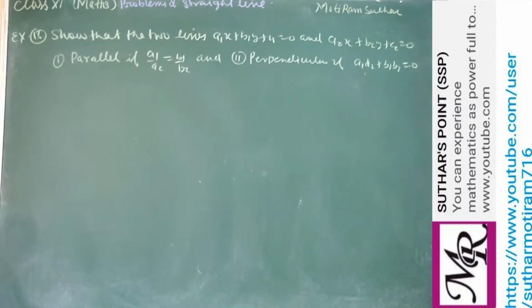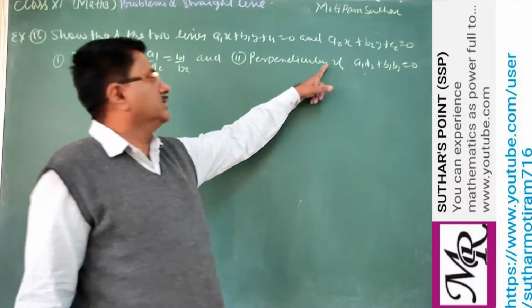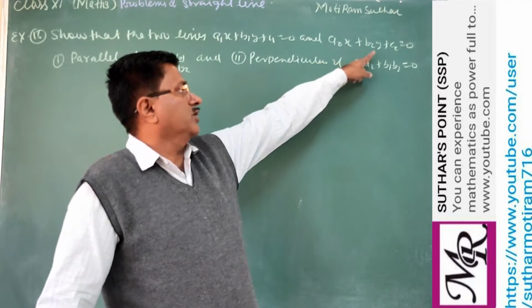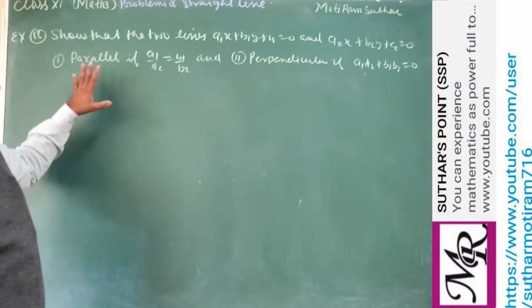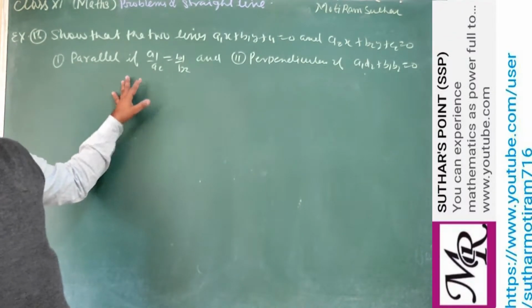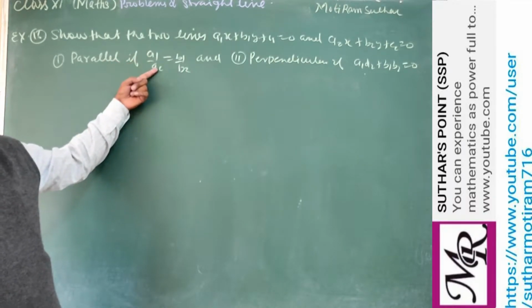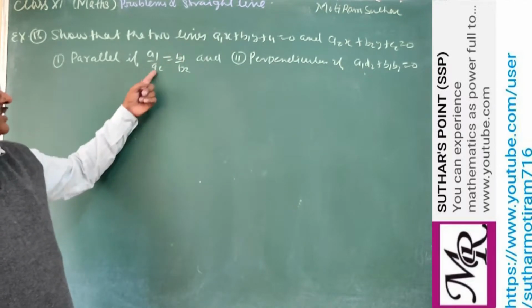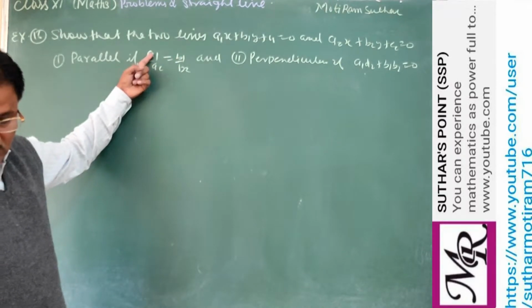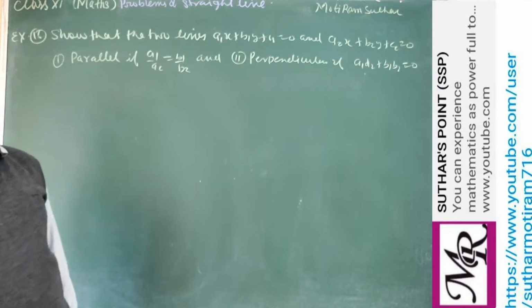The problem states: show that the two lines a1x + b1y + c1 = 0 and a2x + b2y + c2 = 0, given in general form, are parallel if this condition is satisfied. You may also write it as a1/b1 = a2/b2; they may be interchanged. In the textbook it is given as a1/b1 = a2/b2.